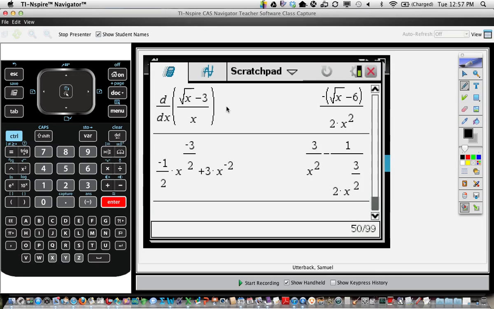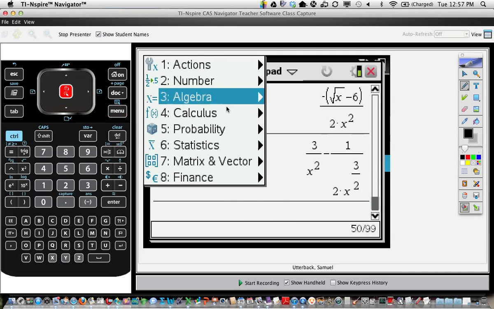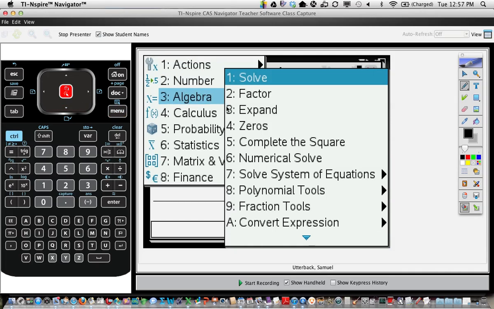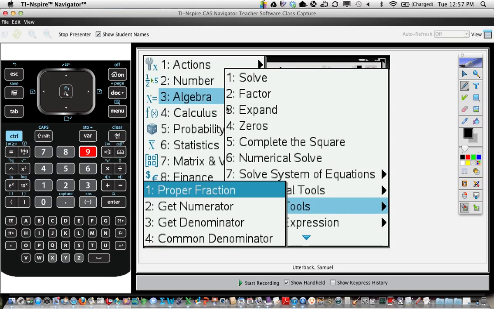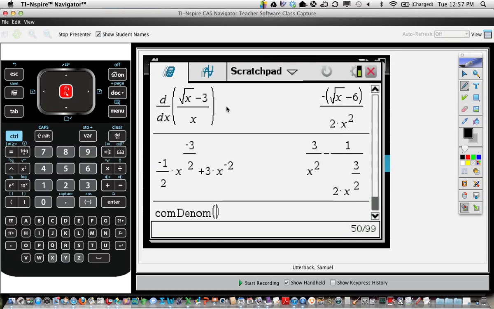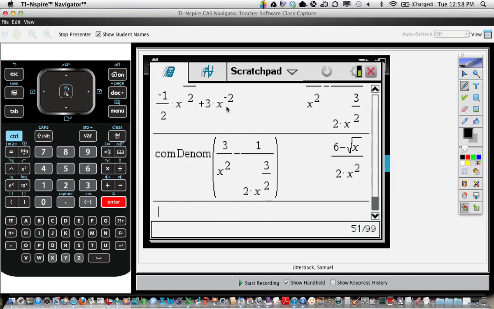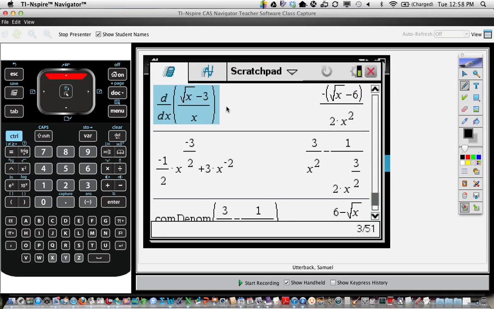So if you go up to your menu, go ahead and hit menu, and go to algebra, and then go to fraction tools, and common denominator. And then now your cursor's in the middle of the parentheses there. Now arrow up to that answer we just got, hit enter. And now what that should do, there you go. Hit enter. That should take those two fractions, get a common denominator, and put them together. Now, if you arrow up to that other one, it doesn't quite look like that one, but you can tell it's the same. It's just got a negative factored out of the top is all.